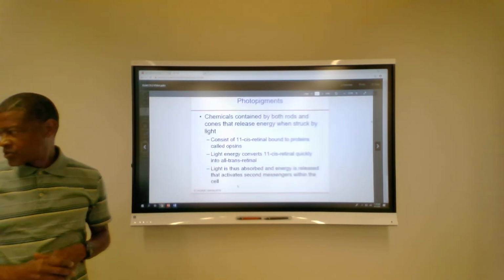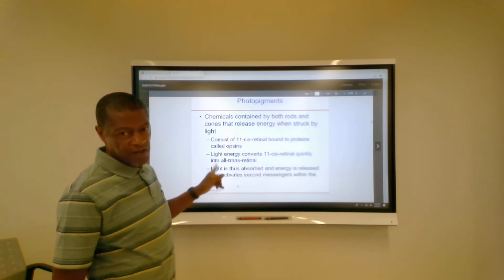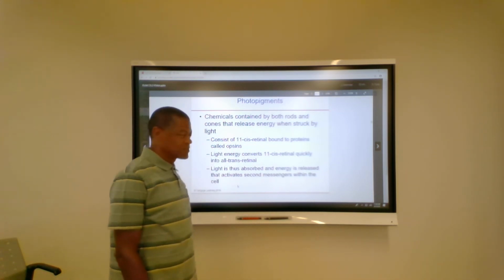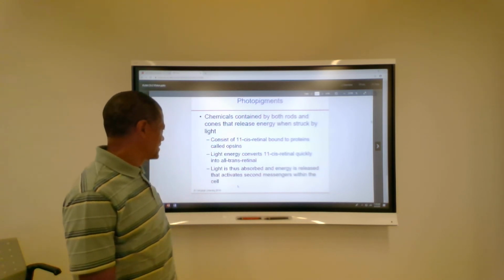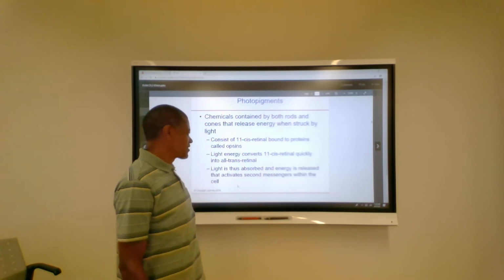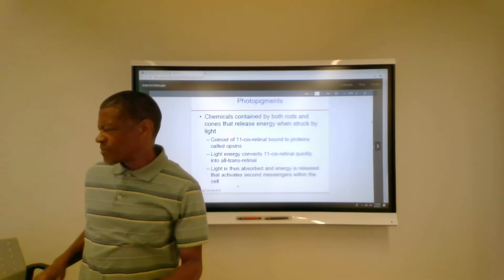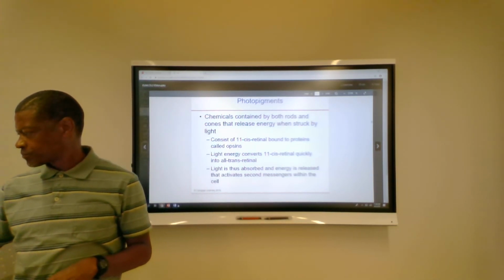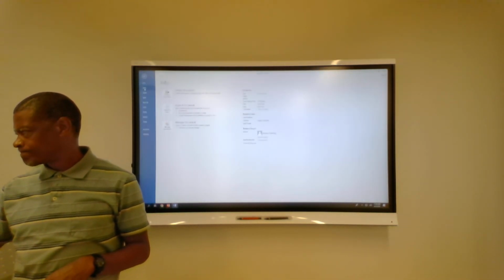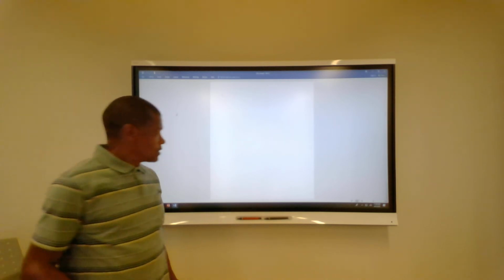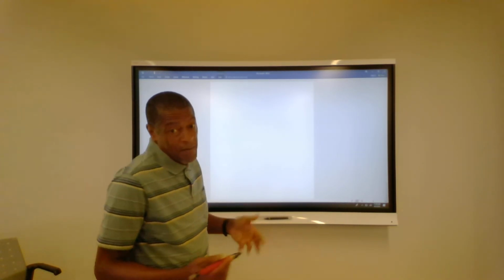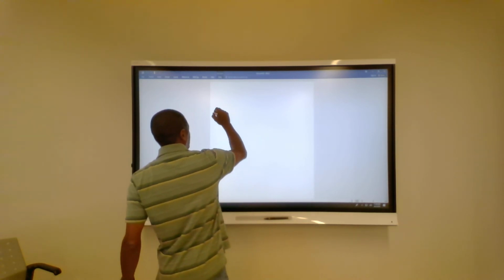So the chemicals: 11-cis retinol bound to proteins called opsins. Light energy converts retinol quickly to all-trans retinal. Sounds kind of confusing there, but let me see if I can do this for you, because some of the chemicals have some technical names.